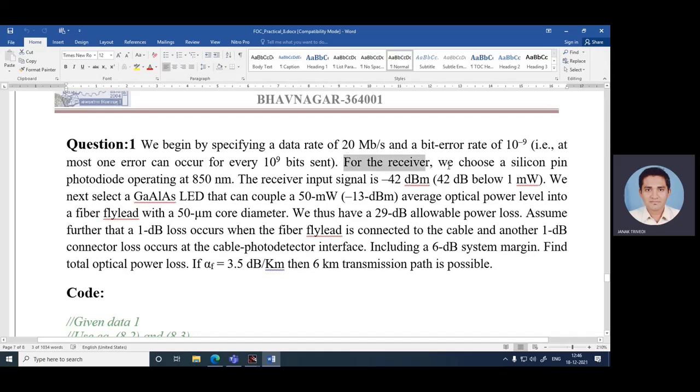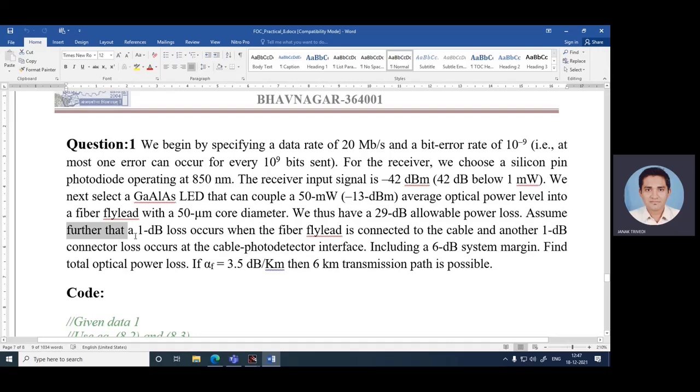For the receiver, we choose a silicon pin photodiode operating at 8590 nanometer. The receiver input signal is minus 42 dBm, 42 dB below 1 milliwatt. We next select a gallium aluminum arsenide LED that can couple a 50 microwatt, minus 13 dBm, average optical power level into a fiber fly lead with a 50 micrometer core diameter. We thus have a 29 dB allowable power loss.